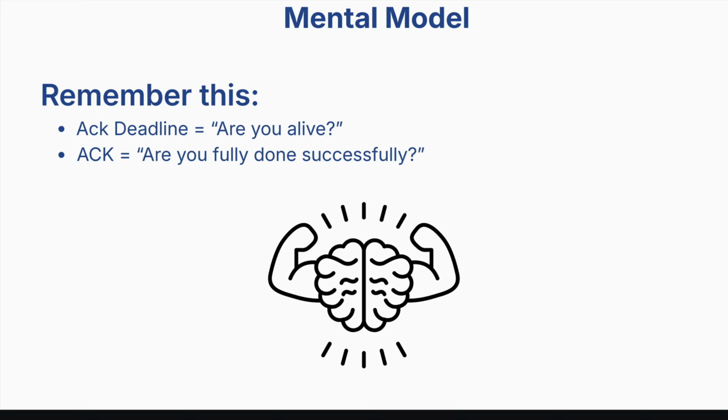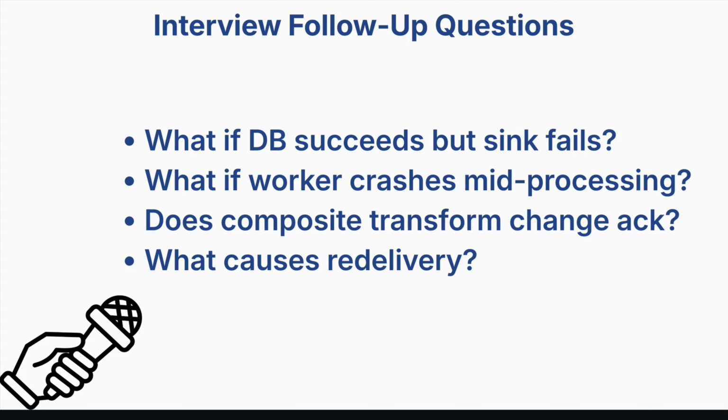So here I would like to ask you a follow-up question, and let's see if you are able to answer it in the comment section. What if the database succeeds but the sink fails? What if the worker crashes mid-processing? Does grouping DoFns into a composite transform change anything? If you understand acknowledgements, all these answers become obvious. So these could be the multiple follow-up questions. If with this video you're able to answer these, you have actually answered similar types of questions around Dataflow.